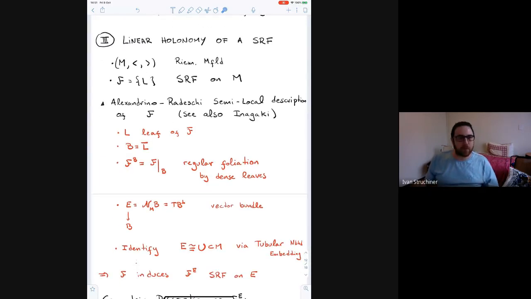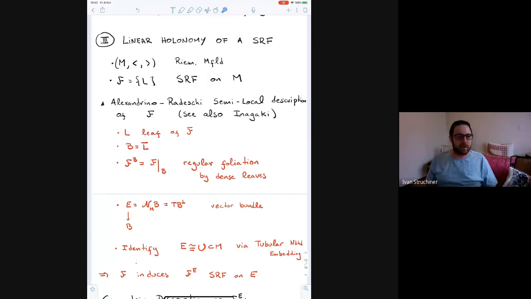So I want to tell you what the linear holonomy of a singular Riemannian foliation is. We call a singular Riemannian foliation a foliation on a Riemannian manifold with some extra properties: geodesics which are perpendicular to a leaf stay perpendicular to all leaves.